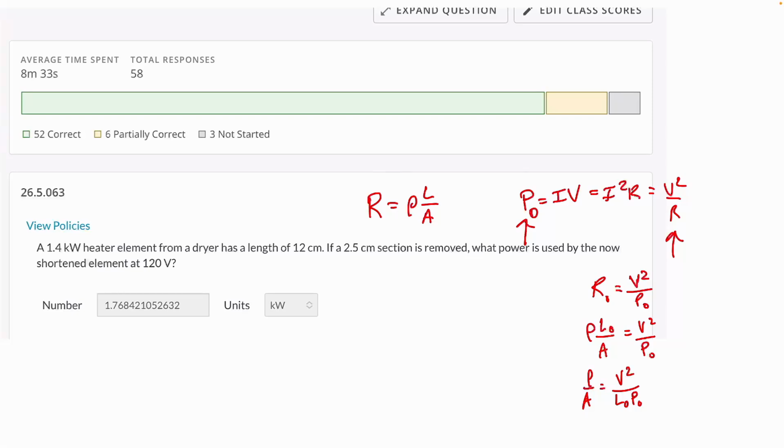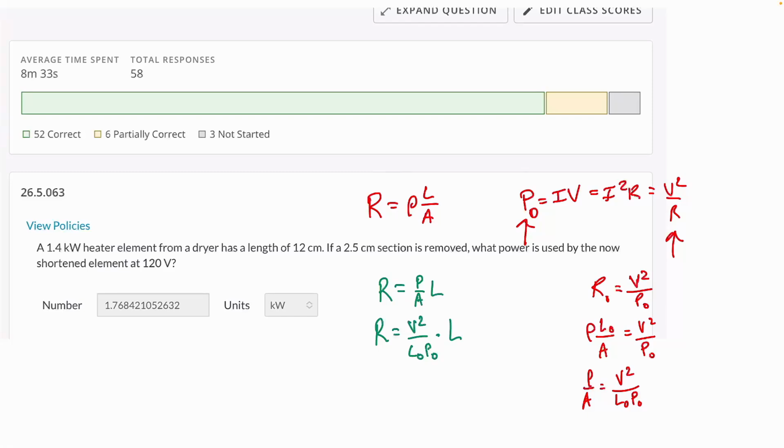So my original voltage, my original length, and my original power is what this rho over A constant is. I don't know what the cross-sectional area is. I don't know what the resistivity of this dryer element is. But I do know that the ratio, rho over A, is equal to whatever that number happens to be. That's true for my new section resistance too. My new resistance is going to be rho over A times my new length, which I'm given.